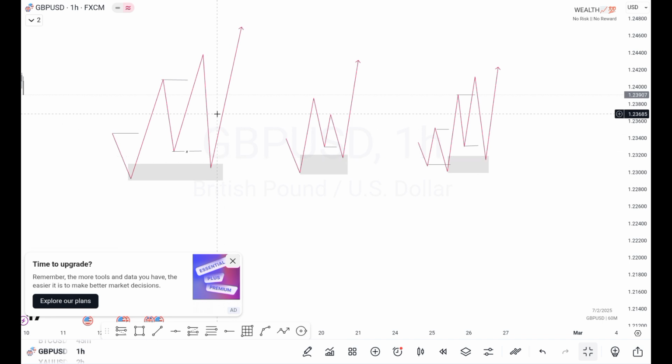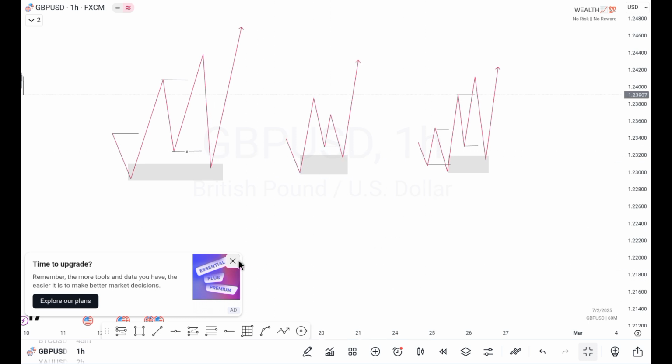But in this sense, this type of POI is mostly effective in continuations. Now, for any reason we are seeing this type of sweep, you can try to trade it in terms of reversals, but in most cases, it is very rare for you to trade a reversal using this model. It is very rare. You can only trade this one in the best possible way in terms of continuations of a particular trend.